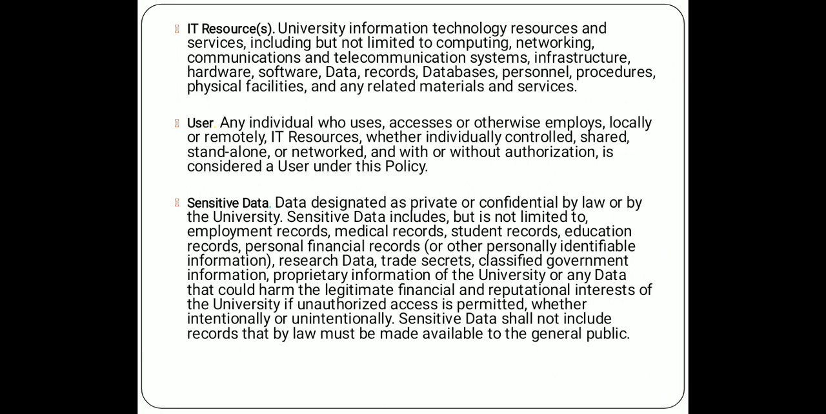When talking about a user, any individual who uses the IT resources, individually or over the network, with or without authorization, is called a user under this policy. In the case of sensitive data, the data is designated as private or confidential by law, that is employee records, personally identifiable information, student records, etc. If unauthorized access is permitted, it is a violation of this policy.